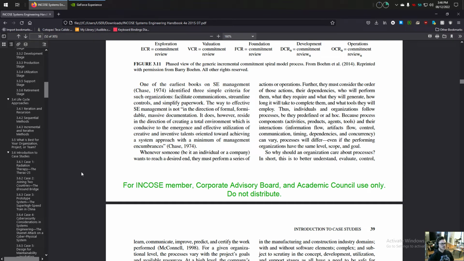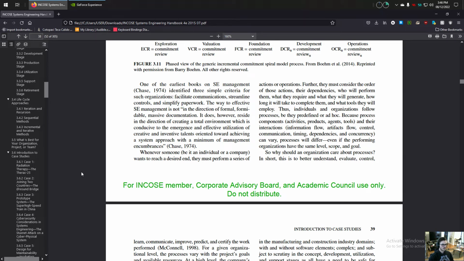One of the earliest books on systems engineering management identified 3 simple criteria for such organizations: facilitate communications, streamline controls, and simplify paperwork. The way to effective systems engineering management is not in the direction of formal, formidable, massive documentation. It does, however, reside in the direction of creating a total environment which is conducive to the emergence and effective utilization of creative and inventive talents, oriented towards achieving a system approach with a minimum of management encumbrances.